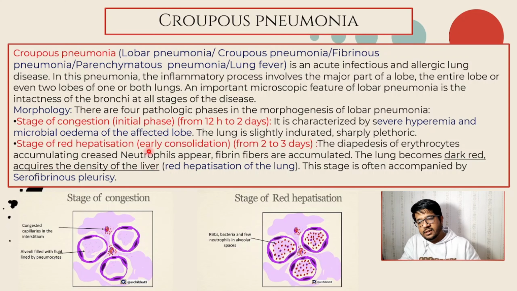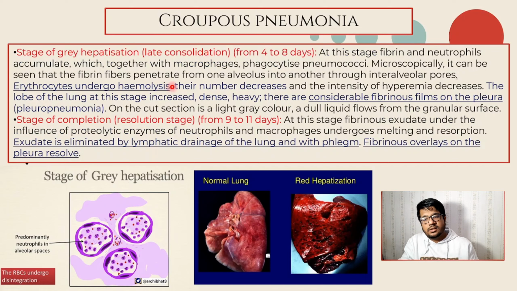Now after red hepatization comes gray hepatization. In this stage, the erythrocytes which have come into the alveoli undergo hemolysis and their number decreases, and the intensity of hyperemia decreases. But the fibrin films that have come into the alveoli and the surrounding pleural structure continue to be there. So the density of the lung increases, it becomes heavy, and this is why it is called late consolidation or the stage of gray hepatization. Neutrophils are classically seen in this stage, which gives it a gray color.